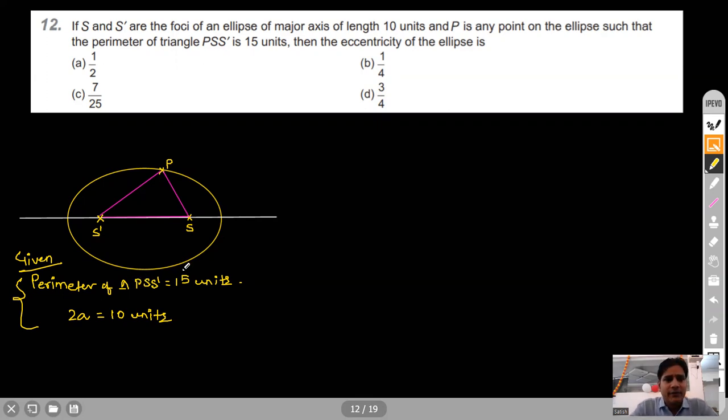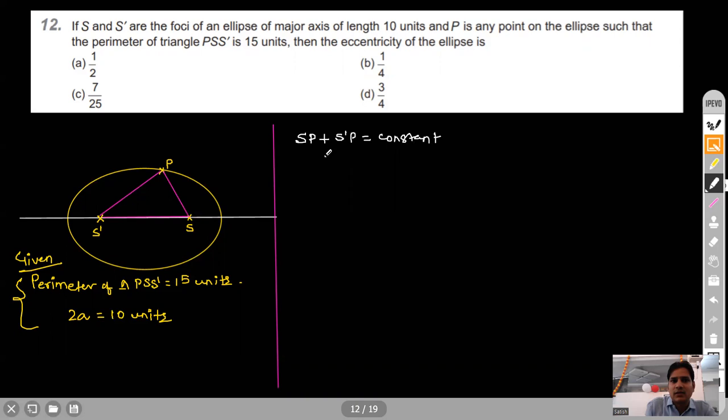So if you know the sum of SP, that is joining the point on the ellipse with one focus, and joining the same point with the other focus, that is S dash P, the sum SP plus S dash P is a constant. This is true for all ellipses. And the value of this constant is equal to the major axis, right?